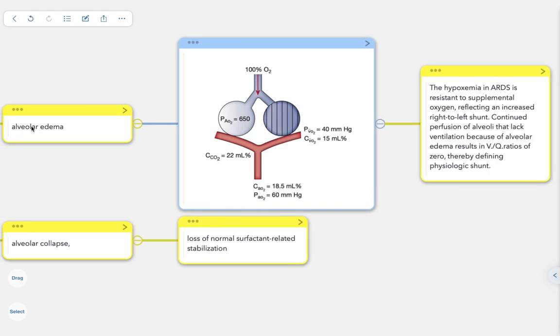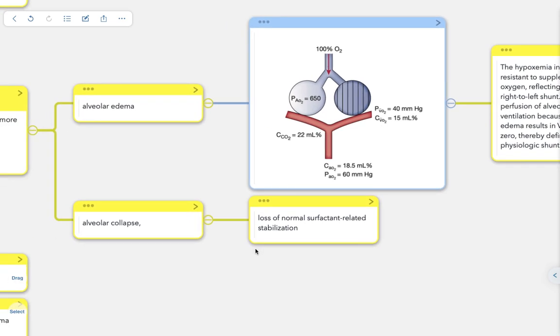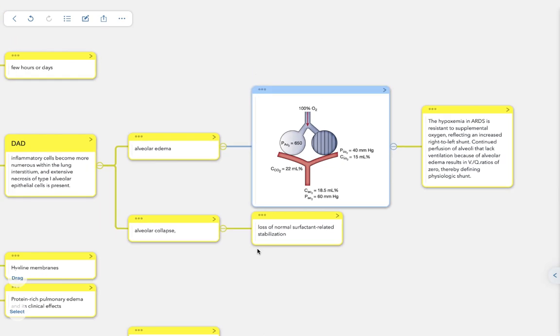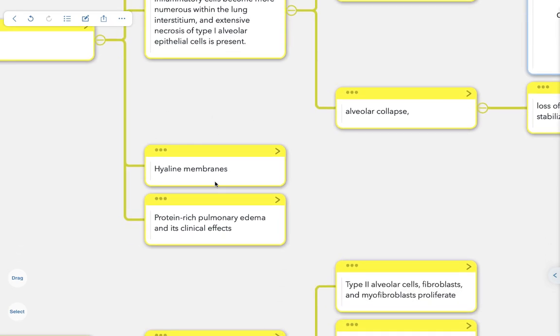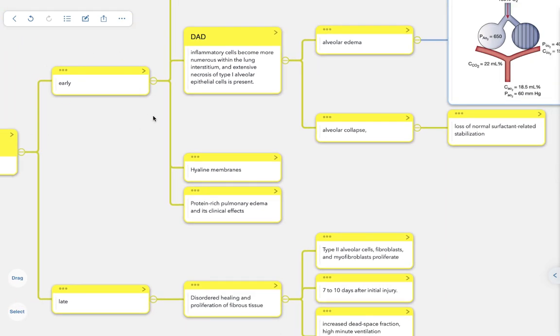Then alveolar collapse happens when you have a loss of normal surfactant related stabilization. We all know that surfactant's role is to prevent alveolar collapse at the end of expiration. In this condition, as we have studied in the previous sections, surfactant is eaten up by the neutrophils by various mechanisms as well as by antioxidants or reactive oxygen species. So this leads to alveolar collapse, right? Apart from the diffuse alveolar damage, we also have hyaline membrane formation, and the protein rich pulmonary edema that ensues causes the clinical effects. This was all about the early phase.